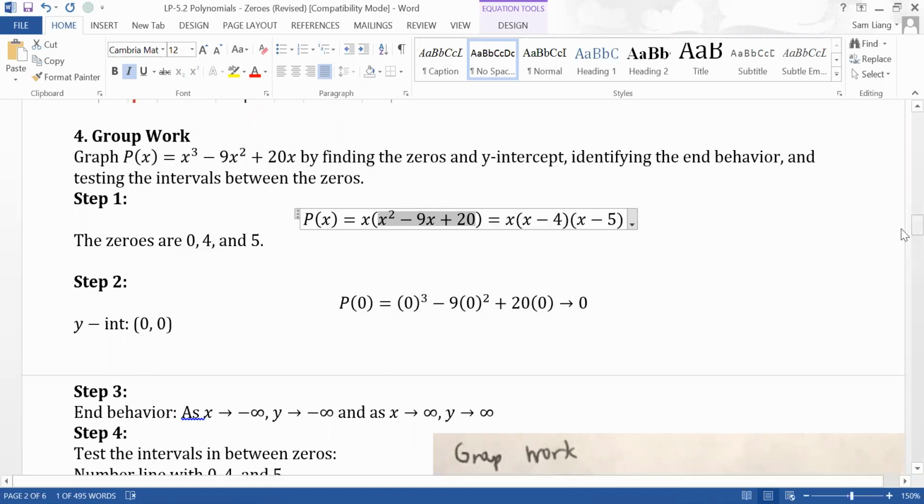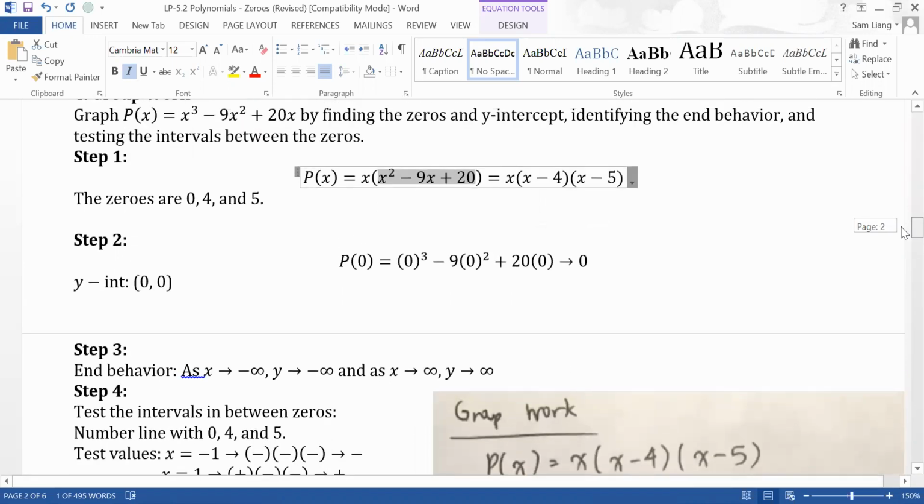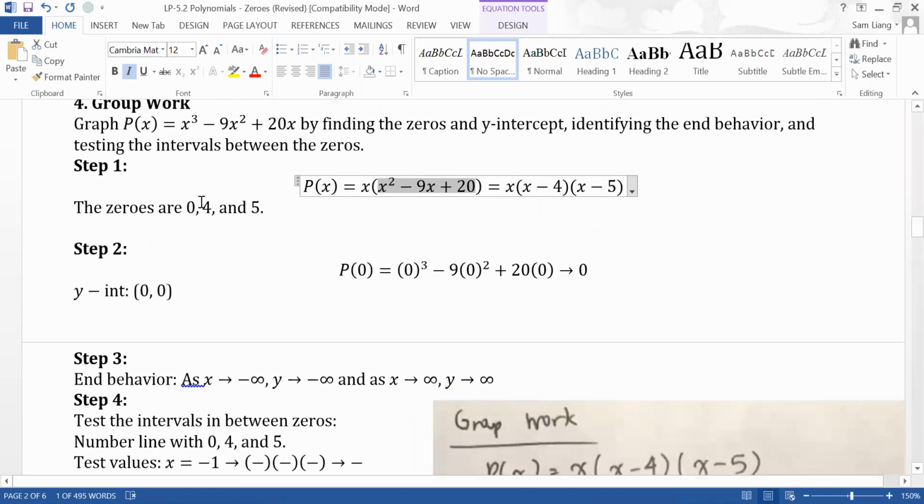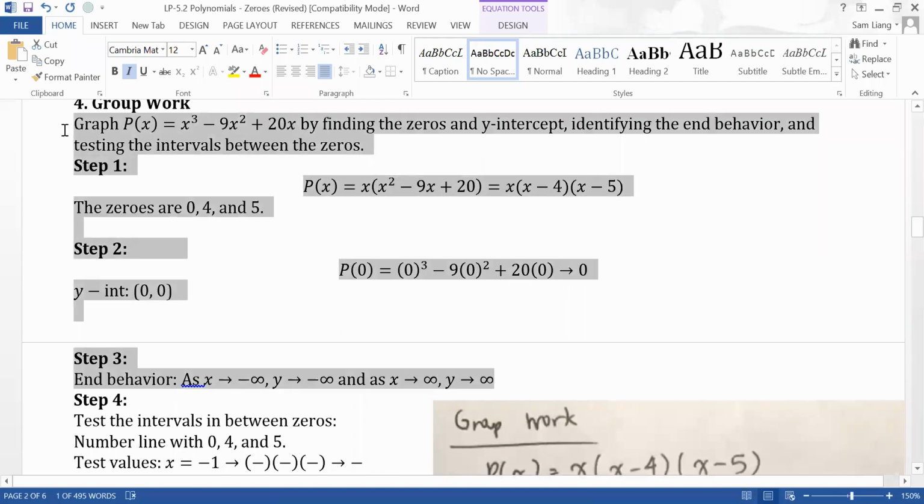All right, next we have the end behavior. So this is the same end behavior as the last example. As x goes to negative infinity, y goes to negative infinity, and as x goes to infinity, y goes to positive infinity. All right, before I move on, I'll give you some time to copy this.